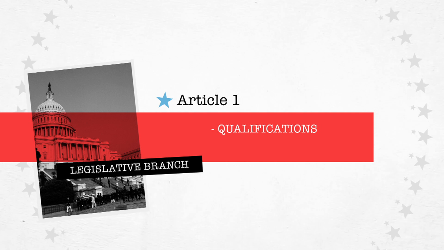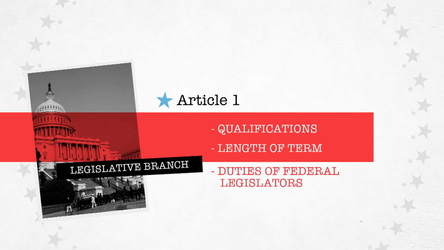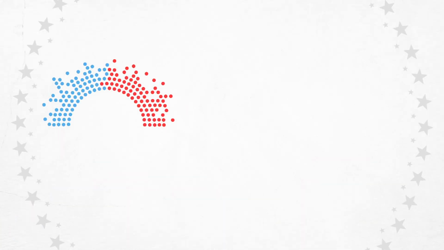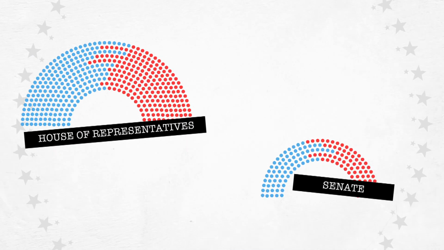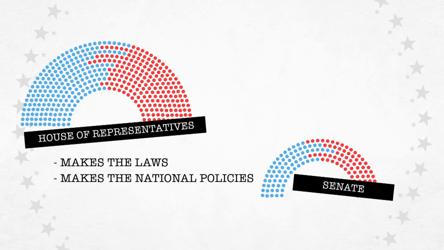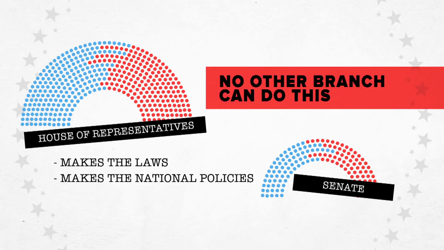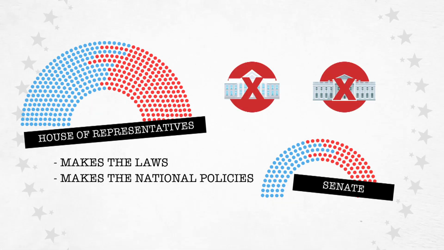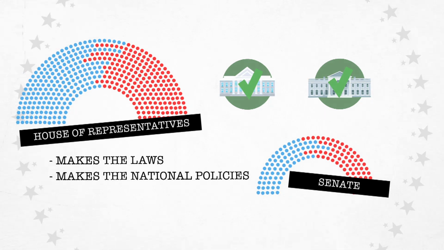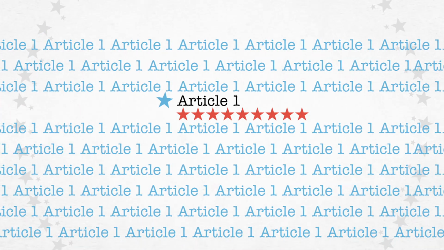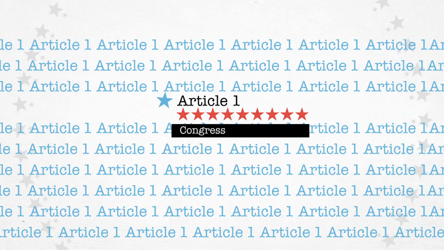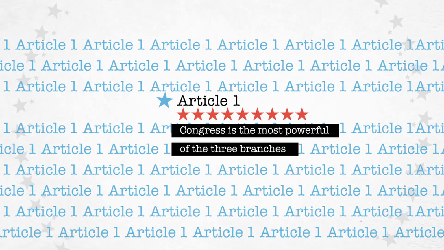Let's break it down. Article 1 covers the legislative branch, including the qualifications, length of term, and duties of our federal legislators. Comprised of the House of Representatives and the Senate, this branch makes the laws and national policies. No other branch can do this. It also has the power to check and balance the other 2 branches. This article has 9 sections, and is by far the longest of the 7 articles in the Constitution because Congress is the most powerful of the 3 branches.